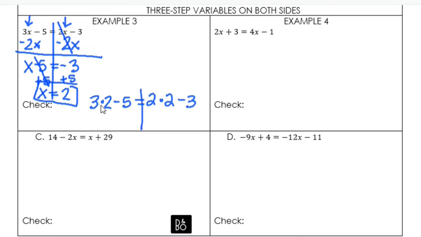So let's just work the left. 3 times 2 is 6. 6 minus 5 is 1. On the right side, 2 times 2 is 4, and 4 minus 3 is 1. And 1 does equal 1, so we got it right. All right, so let's do another one.